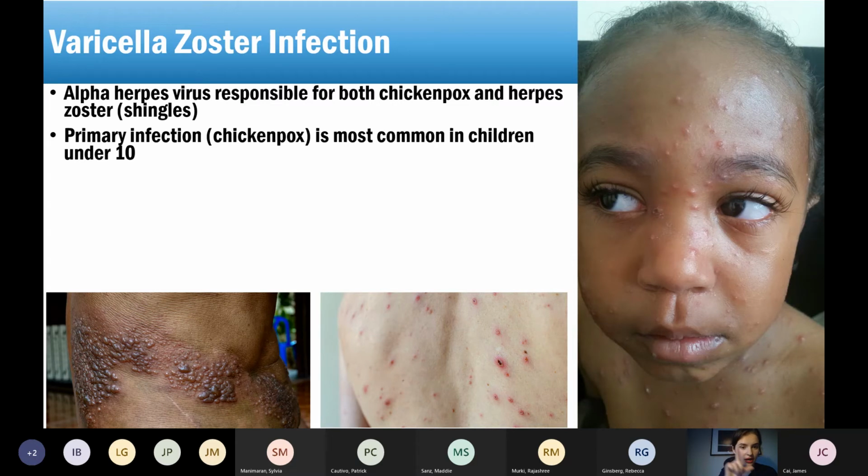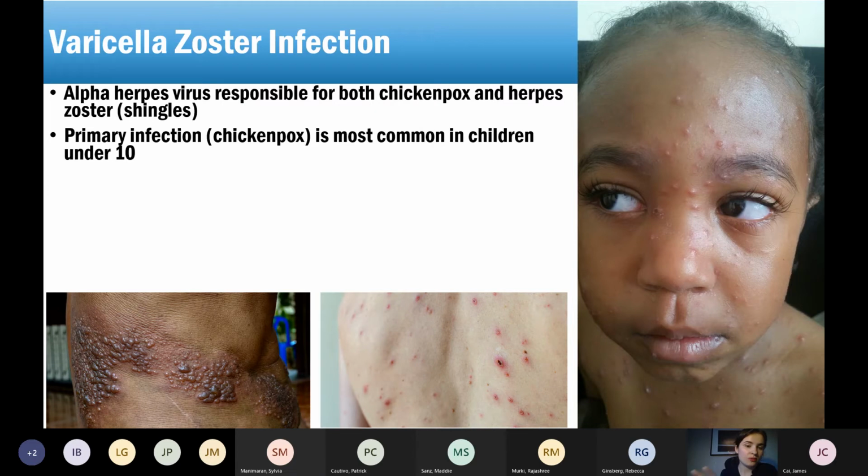If you get anyone with that sort of rash, it can be incredibly painful for patients, and the pain can occur before the rash starts as well. Then you're thinking about shingles. The bottom left image is shingles. The primary infection is usually in under 10s. It's a more serious infection in adults. We really do worry about adults who haven't had chickenpox as kids, because it's associated with greater complications.